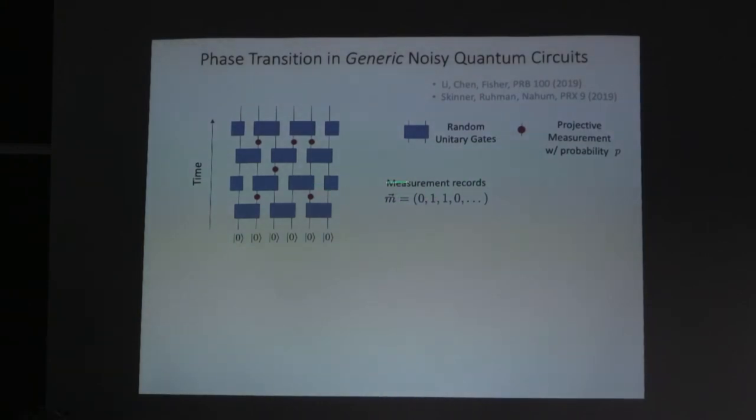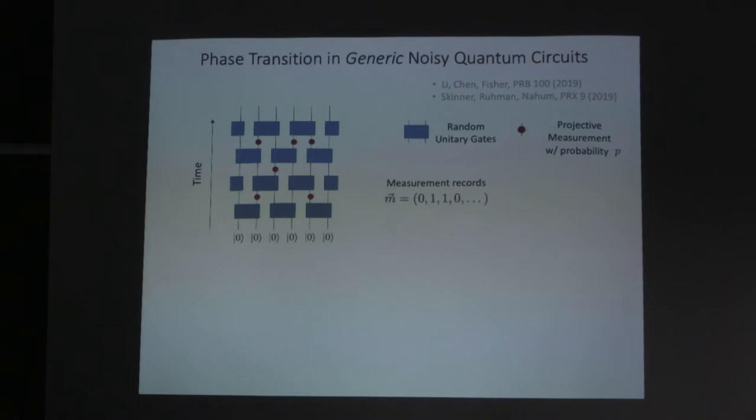The only randomness or noisiness of this measurement arises from the fact that there's no control over whether to perform the measurement or not. It's just a stochastic process, and it's a dephasing process. Yes? So you're measuring always in the same basis, but it probably wouldn't make any difference, right? It doesn't make any difference because of the random unitary.